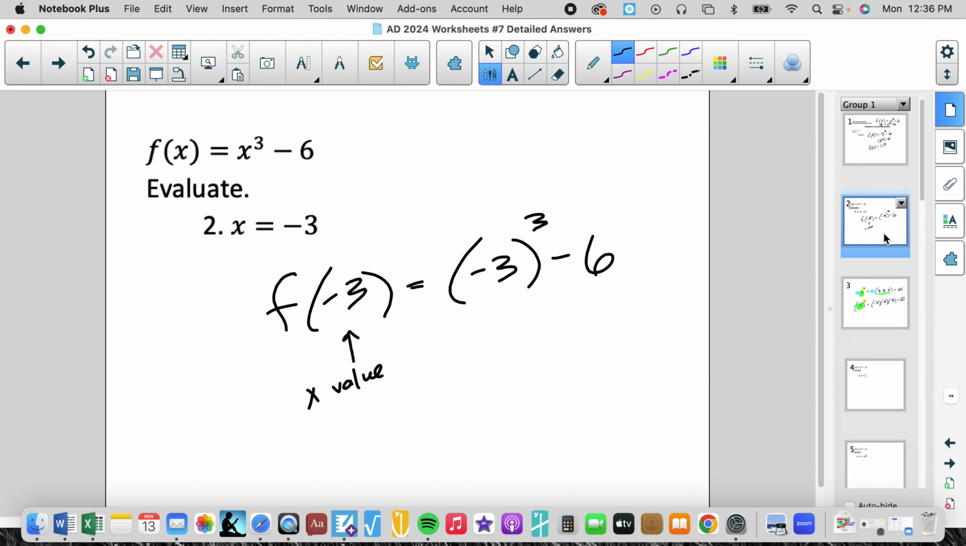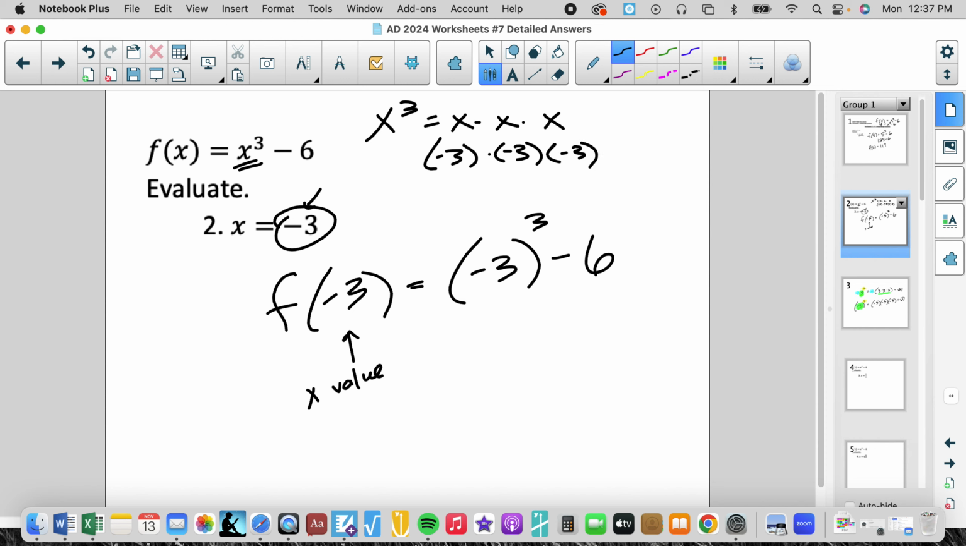So when we see this, our x value is being cubed. Our x is -3, so x cubed is equal to x times x times x. And if x is -3, that would be -3 times -3 times -3. So this would still produce -27 minus 6, which is -33. So f of -3 is -33.